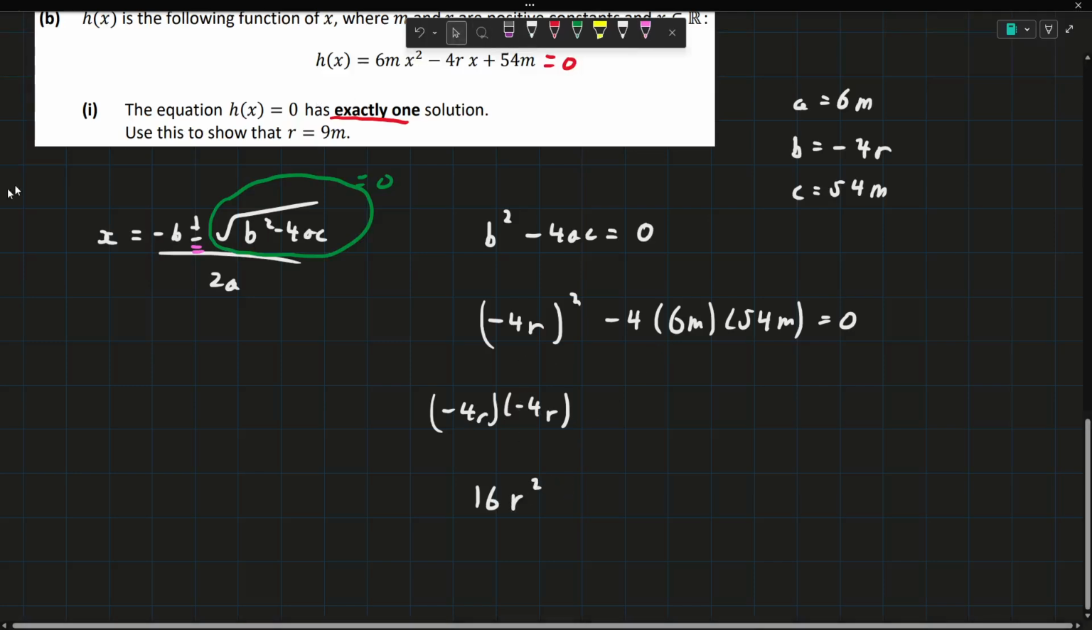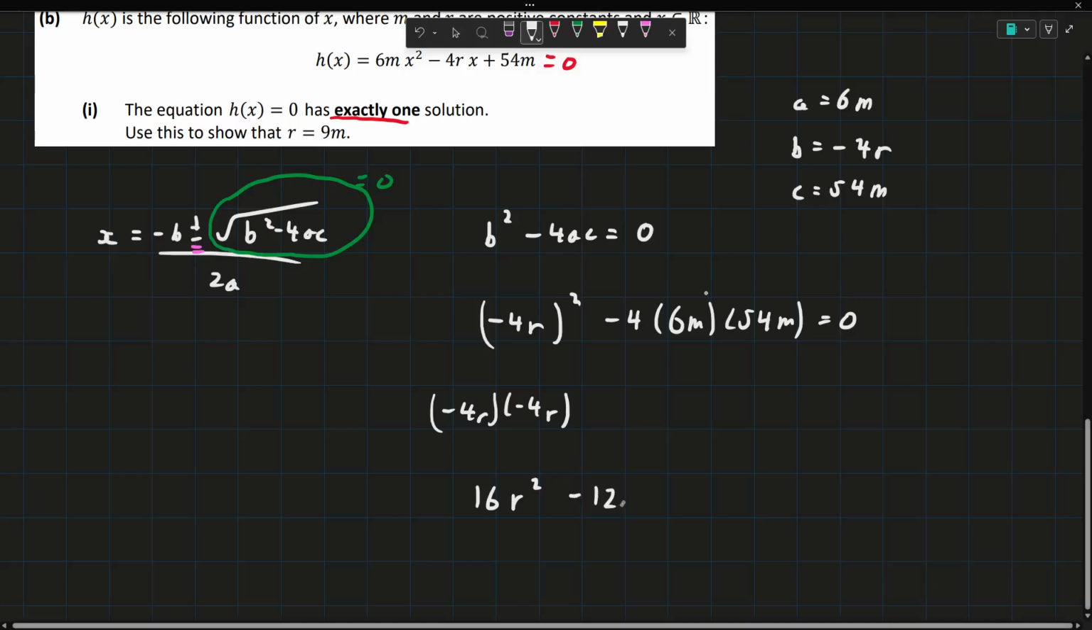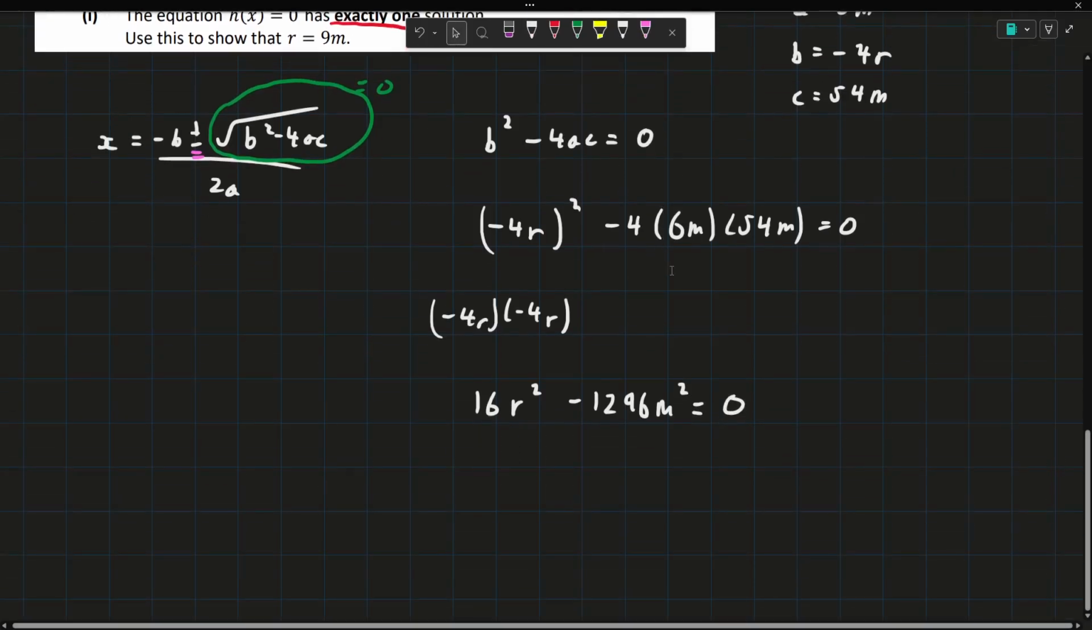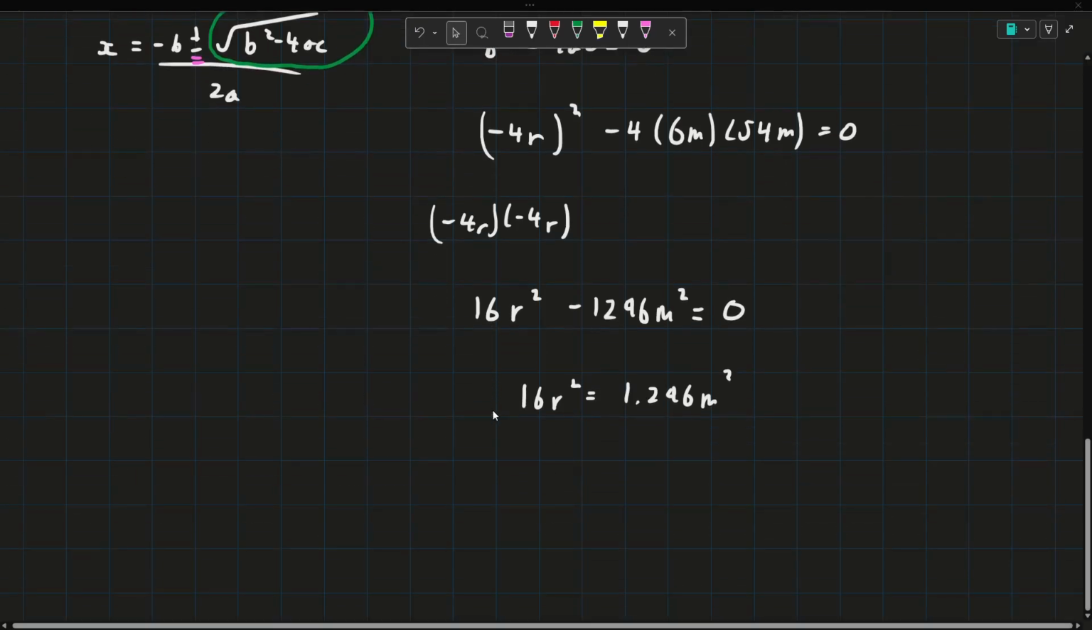And then you can multiply all those numbers together. What you'll get is minus 1296m squared when you multiply all those together, and that's equal to 0. And now we can just solve for r. So we can say that 16r squared will be equal to 1296m squared. Then if you divide both sides by 16, you'll get r squared equals 81m squared.